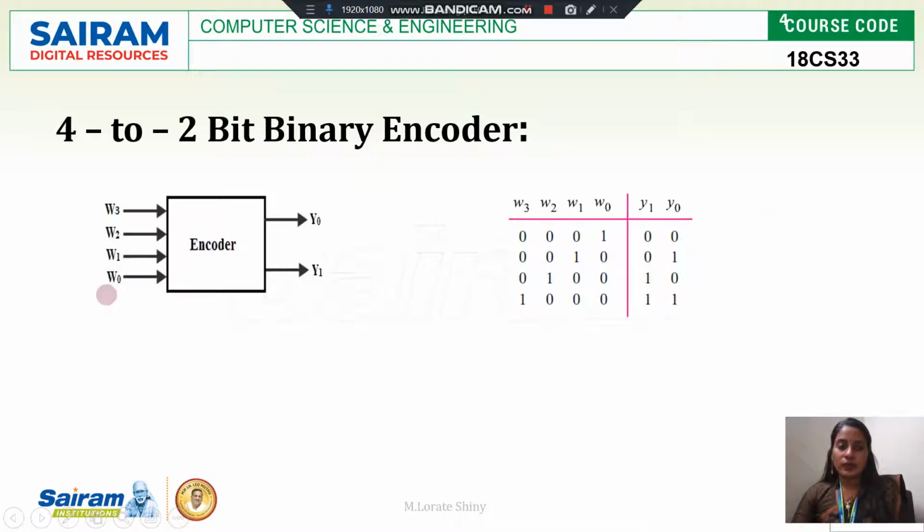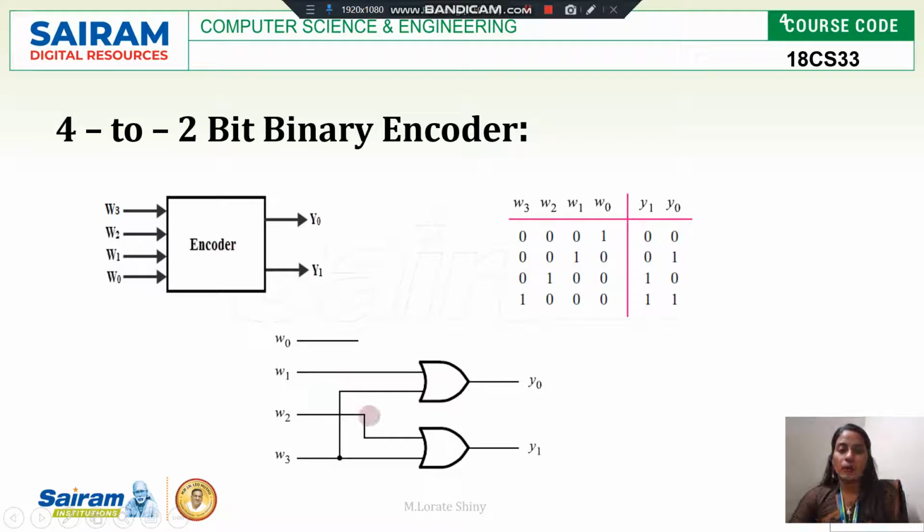If W0 is selected, then the outputs will give the binary form of 0, which is 0 0. Here W0 is 1, so it is selected, and outputs are 0 and 0. Now if W2 is selected, then the output lines give the binary coded form of 2, which is 1 0. W3 is selected here, so output is 1 and 1, which is 3. So this is the 4 to 2 binary encoder.